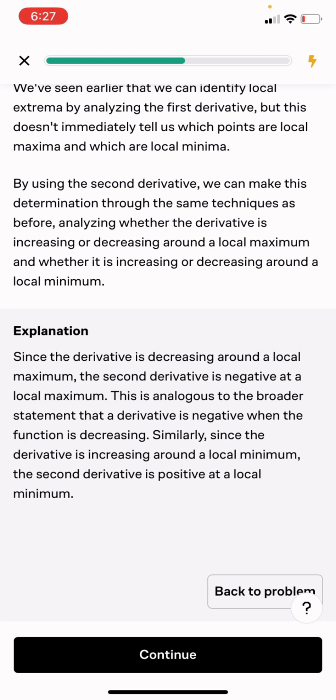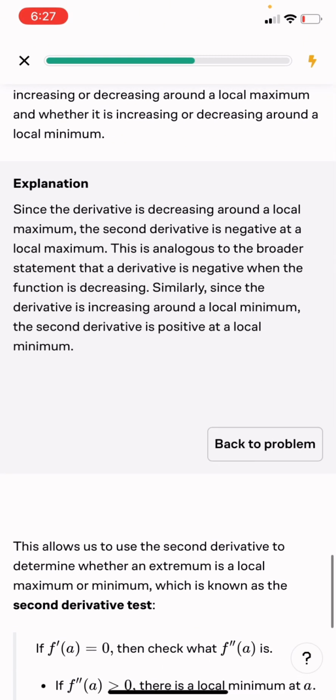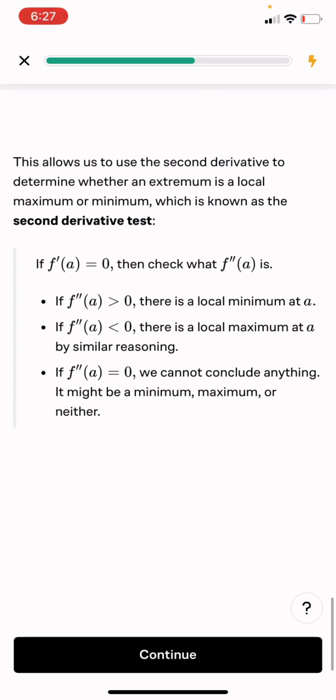Since the derivative is decreasing around the local maxima, the second derivative is negative at local maxima. This is analogous to the earlier statement that a derivative is negative when the function is decreasing. Similarly, the derivative is increasing around local minimum, so the second derivative is positive at local minimum. They're like opposites. This allows us to use the second derivative to determine whether an extreme is a local maximum or minimum, which is known as the second derivative test.